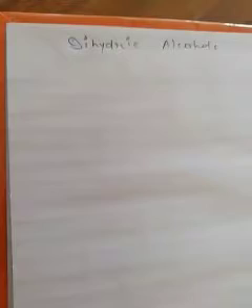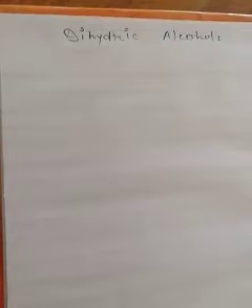Now, today we are going to discuss the topic of dihydric alcohol. In previous lectures, we studied monohydric alcohol, how to prepare it, and we also studied the chemical reactions of monohydric alcohol. Now we turn towards dihydric alcohol. What are dihydric alcohols? Whenever two hydroxyl groups are attached in one compound, that compound is called a dihydric alcohol.